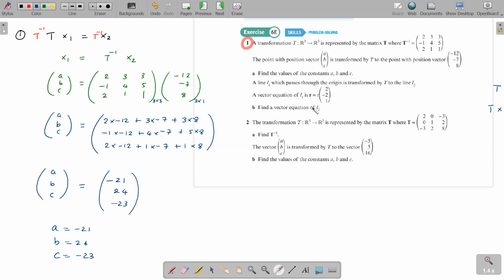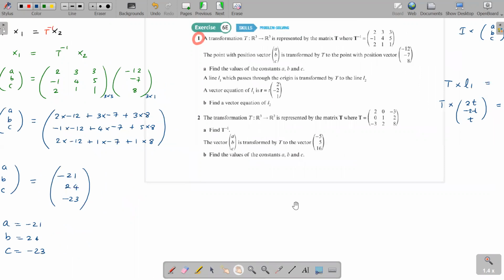Okay, then the next one. A line L1 which passes through the origin is transformed by T to line L2. Now who is the object and image? The object is L1 and the image is line L2. They have given you the vector equation of line 1, and they are asking you to get the vector equation of line 2. This is basically what we did earlier, right? The previous exercise. Now the problem here is that we have the object coordinate, so they are asking you to find the image coordinate. Are you with me?